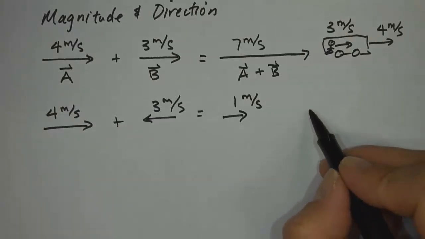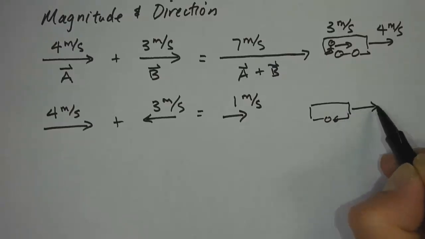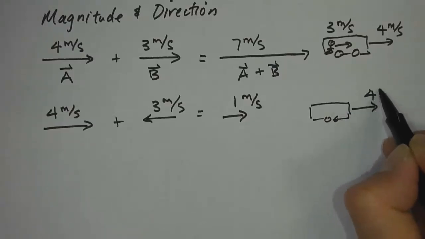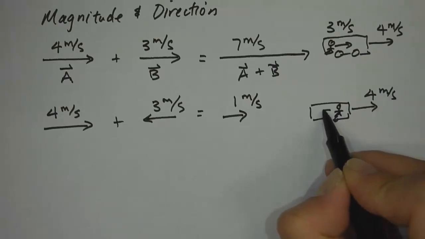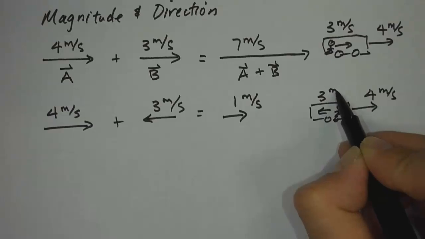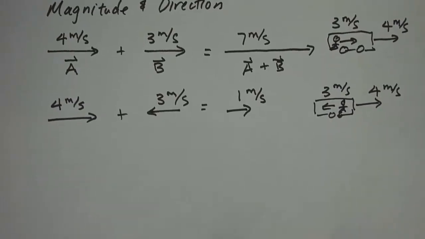This would be like if you were in that same train, and the train is going to the right 4 meters per second, but this time you're moving to the left 3 meters per second. From someone in the train station looking at you, it would look like you're moving to the right at 1 meter per second.